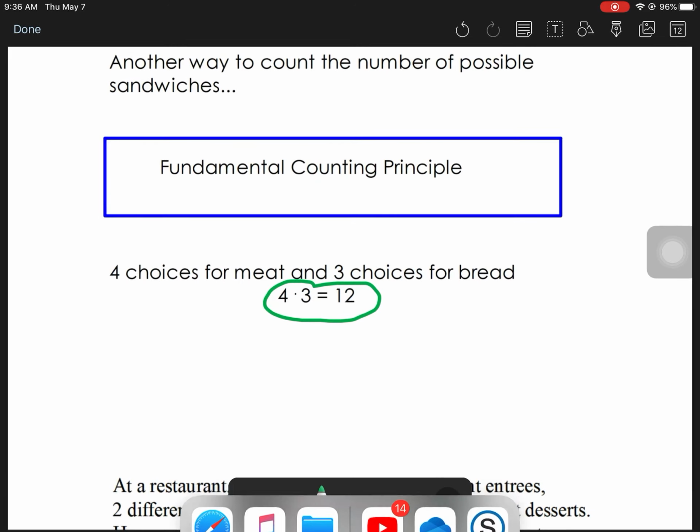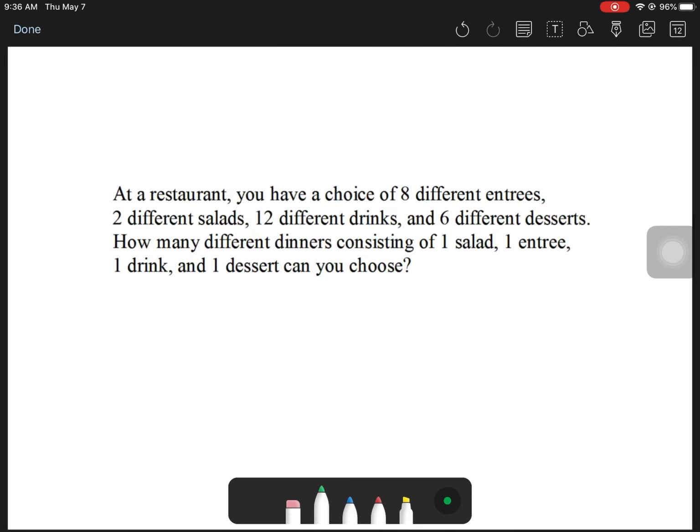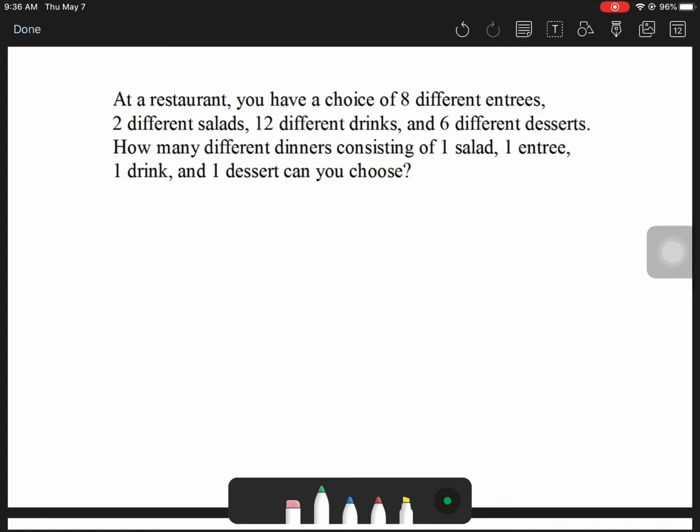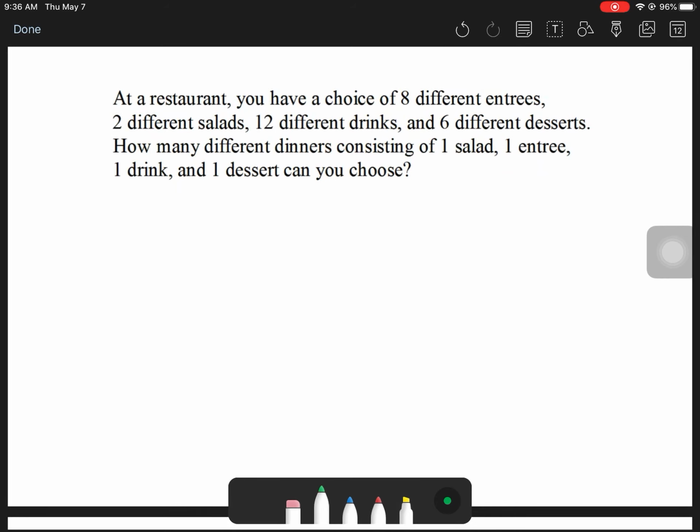So let's take a look at another example. At a restaurant, you have a choice of 8 different entrees, 2 different salads, 12 different drinks, and 6 different desserts. You want to know how many different dinners could have 1 salad, 1 entree, 1 drink, and 1 dessert.